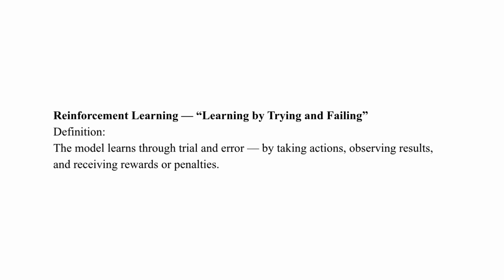Now, the third way, reinforcement learning. This is learning by experience, by trying, failing, and improving. The model takes an action, observes what happens, and gets a reward or a penalty. Just like humans, it learns what works and what doesn't. It's how self-driving cars, robots, and even game-playing AIs like AlphaGo learn to make smart decisions.